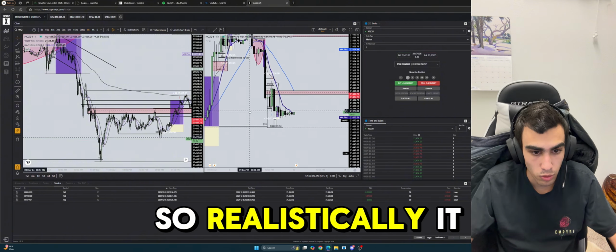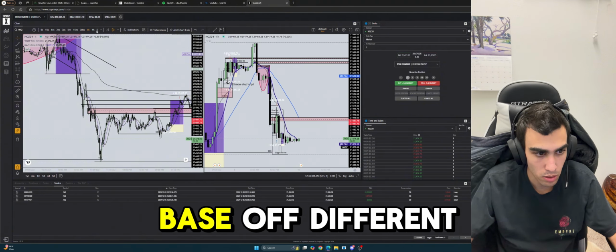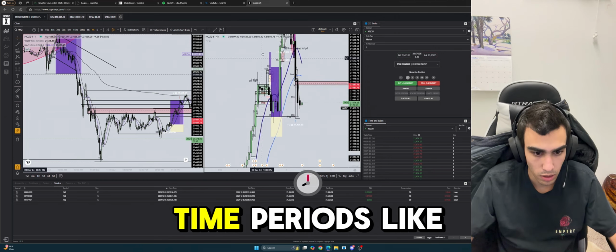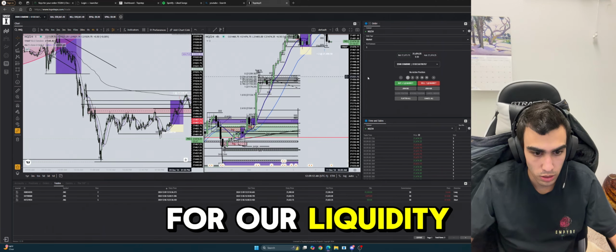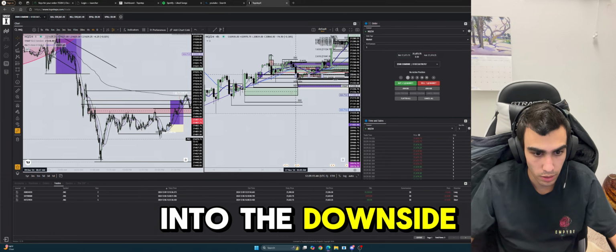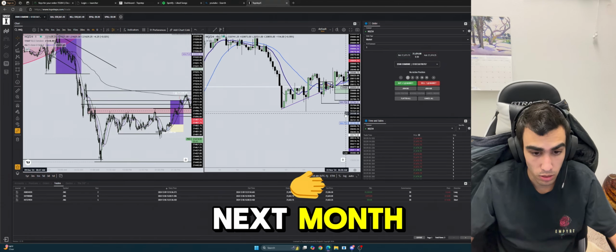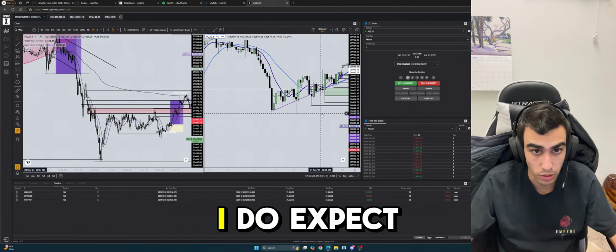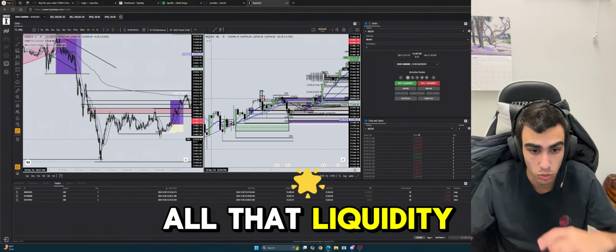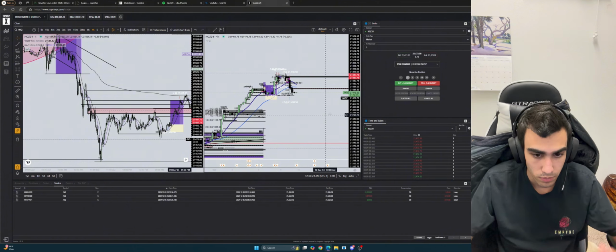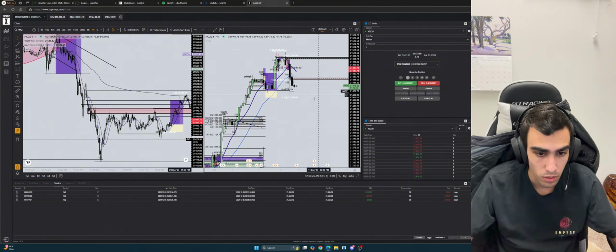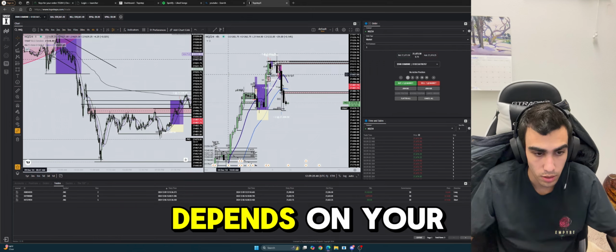So realistically, it is time based. You have to base it off different time periods. So like 4 hour liquidity, there is a lot of liquidity into the downside. Liquidity all the way down here that probably will get swept probably next month in January. Or no, yes, January. I do expect January to sweep all that liquidity out. Because if we do that, we could see more buyers come into play. So this is, like I said, depends on your time frame.